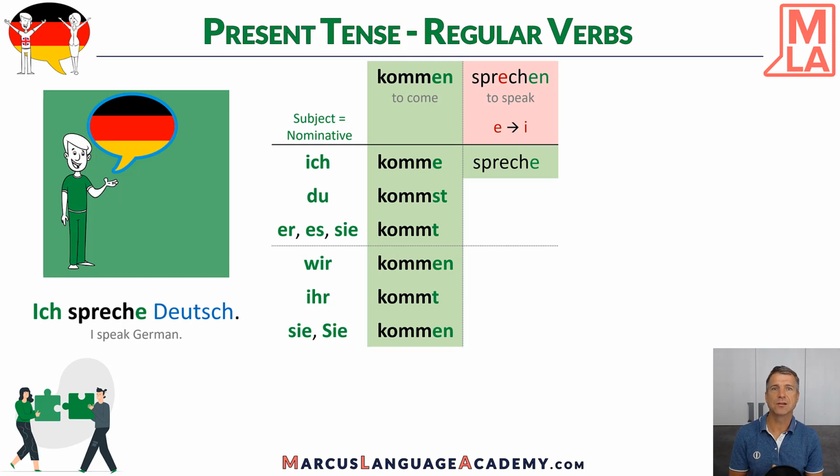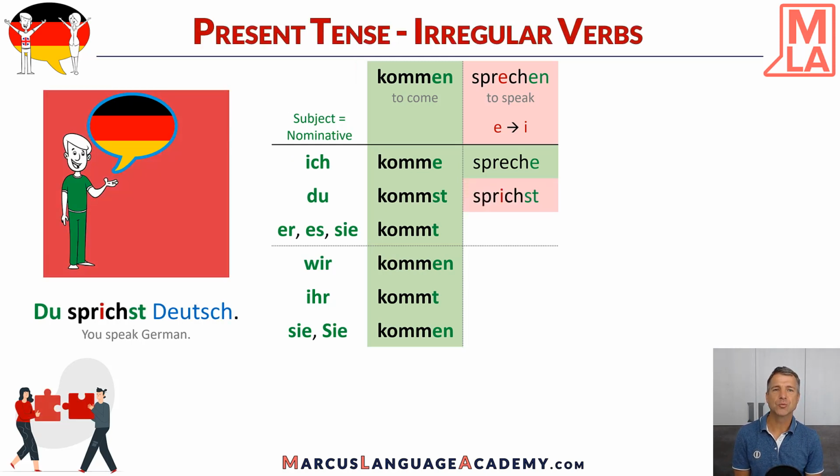Therefore the image has the green background because it's regular. And Leo here is green because it's a subject and Deutsch is blue because it's accusative. But I will talk about accusative in a different video. So let's see what happens in second person singular with du. And here we have du sprichst Deutsch. Du sprichst. Here, yes, we have a change. So the E of sprechen changes to I, sprichst.